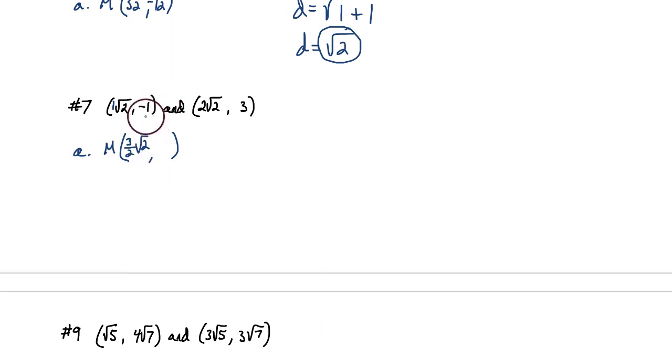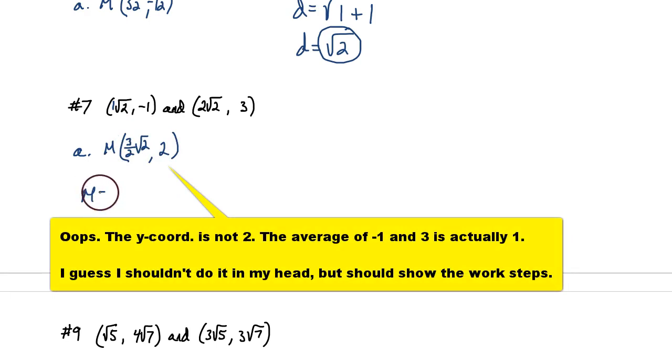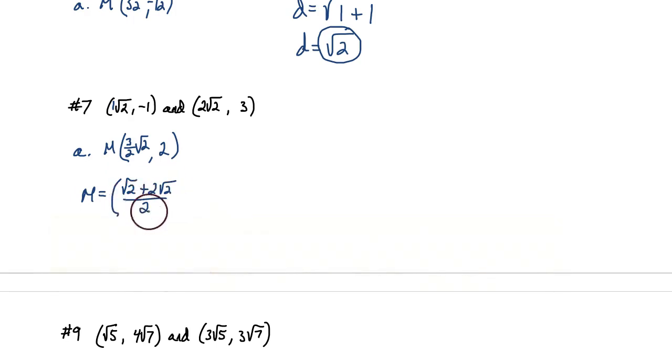What number is halfway between a -1 and a +3? That would be a 2. If you're not able to do this in your head, then use the formula. Actually show how you're adding together the x values and then dividing by 2, and show how you're adding together the y values and dividing by 2. When you work this out, you will get this same answer that I have here.